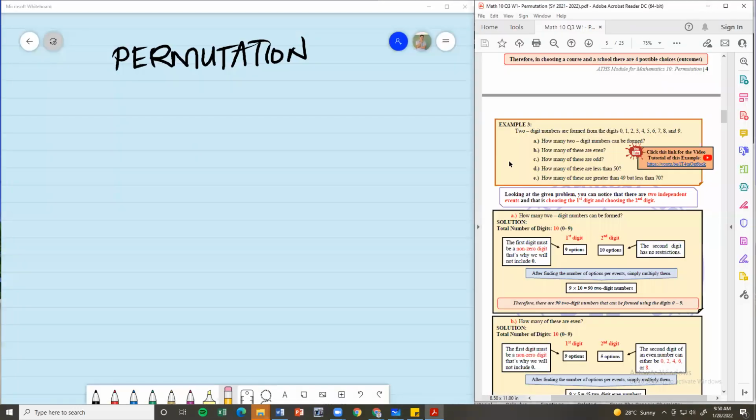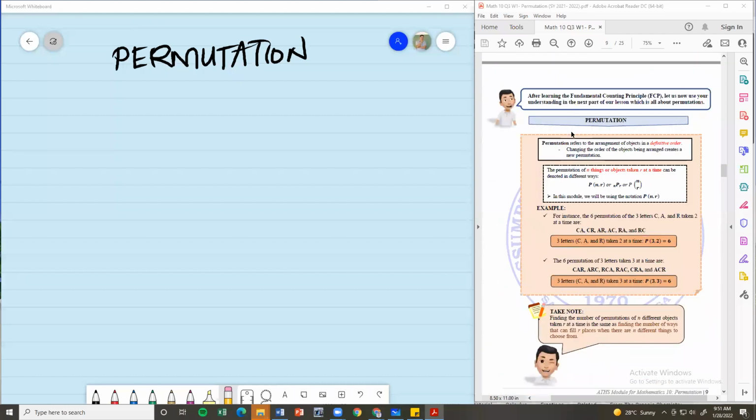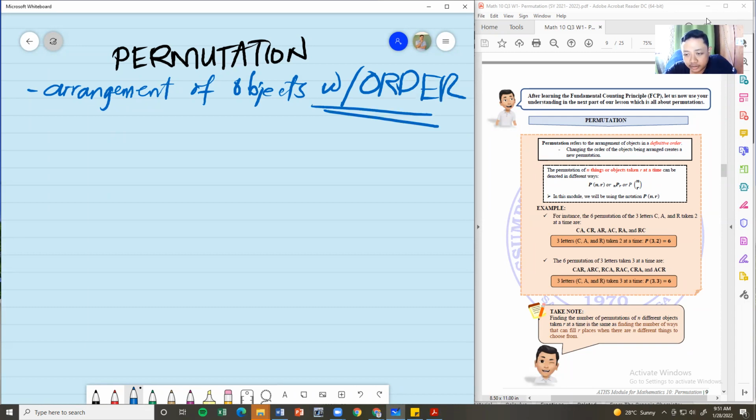Okay. So permutation na tayo, and when we say permutation, this is the arrangement of things, objects, with a specific order. Order is very important in permutation. Take note of that. So, for example, arranging three numbers.